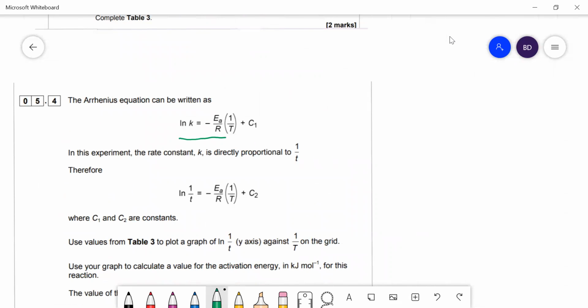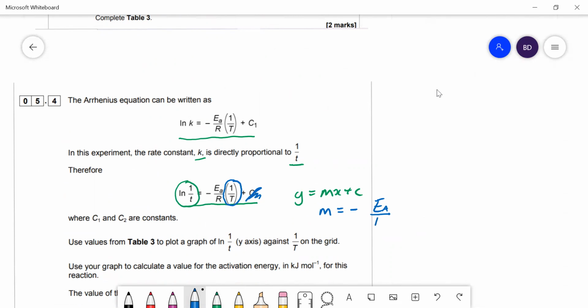So there's the Arrhenius equation. The rate constant is directly proportional to 1 over t if you keep the concentration of everything the same for every experiment. That's what they've done. So they're going to use this. They're going to make this fit into y equals mx plus c. And then if you plot ln of 1 over t on the y-axis against 1 over the temperature on the x-axis, you're going to have an intercept, which we don't care about, but the gradient is going to be equal to minus the activation energy over the gas constant R.